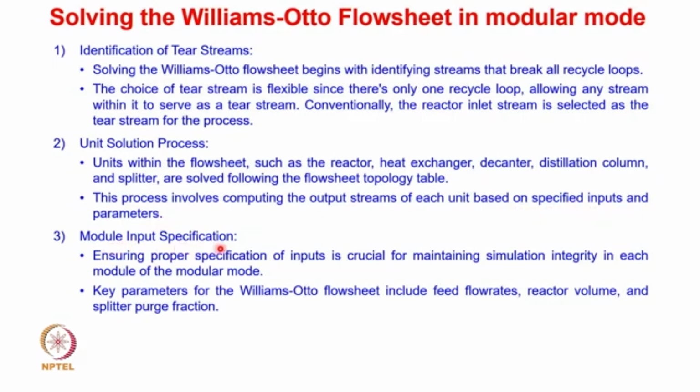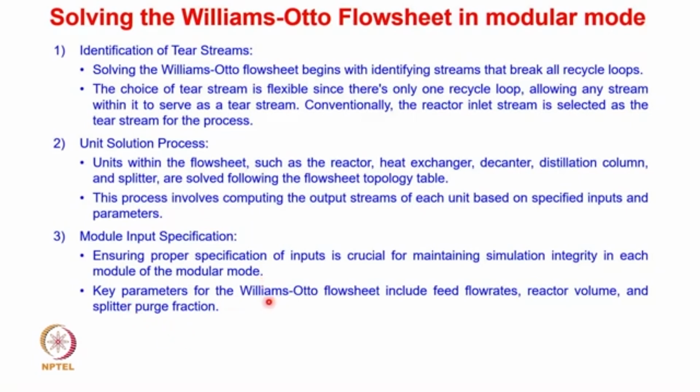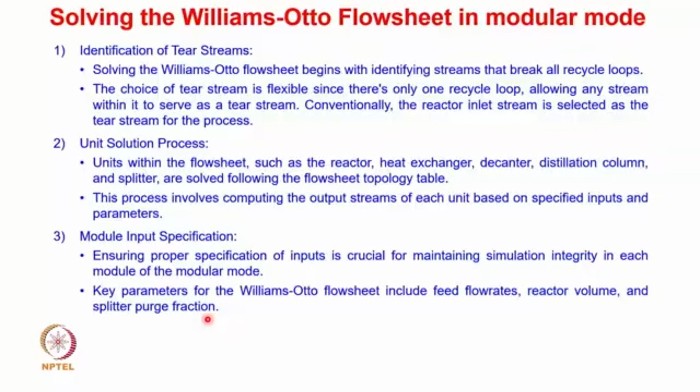So for module input specifications in this case, ensuring the proper specification of the inputs is crucial for maintaining the simulation integrity in each module of the modular mode. Depending on what inputs you are giving to each of these units, you will get the output. So clearly specifying the input parameters is very important here. The key parameters for the Williams Otto flow sheet include feed flow rates, reactor volume, and splitter purge fraction. These are the different inputs we have to specify, and based on that you can perform all the calculations. And once you do the calculations, you are going to cross check all these terms one more time.